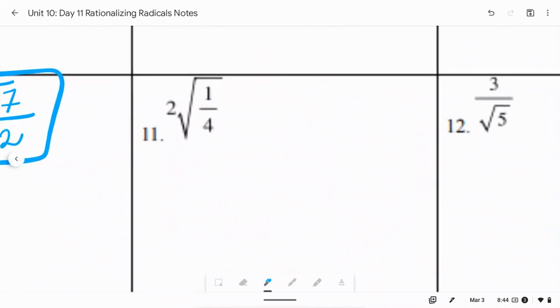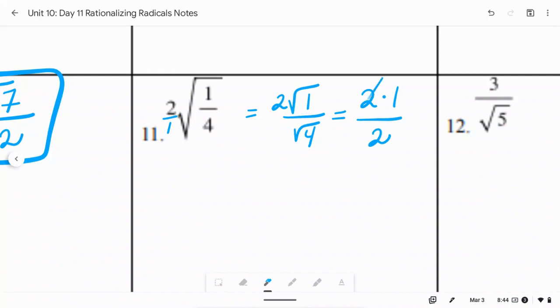In number 11, remember that if there is a number in front, put it over 1. And then I'm going to break up my square root into 2 square roots. So I have square root 1 over square root 4, and then make sure you put that 2 in the numerator. I know that the square root of 1 is just going to become 1. So I'm going to do 2 times 1. And the square root of 4 is just going to become 2. And then I can cancel out 2 over 2. So my final answer would just be 1 for example 11.